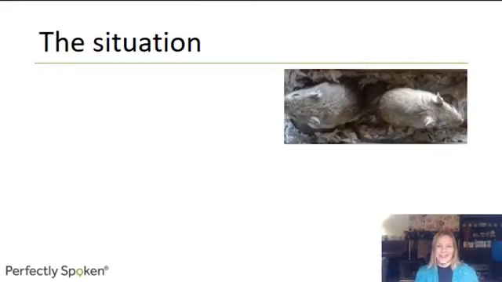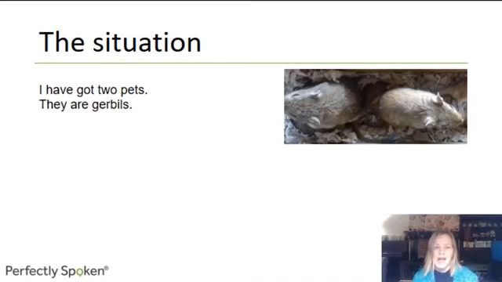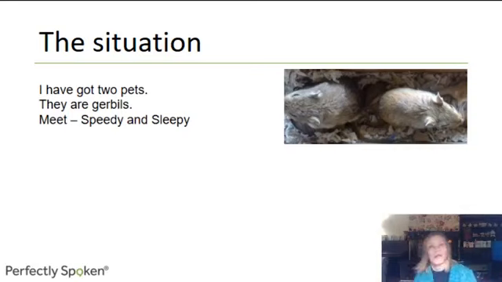Okay. Now, this is the situation. If you see here, up here, this is a picture. This photograph is of my two pets. I have two pets, okay? They're nice. They're like this size, okay? They are gerbils. And their names, as it says, Speedy. Speedy can run very, very fast, and Sleepy sleeps a lot. Okay?